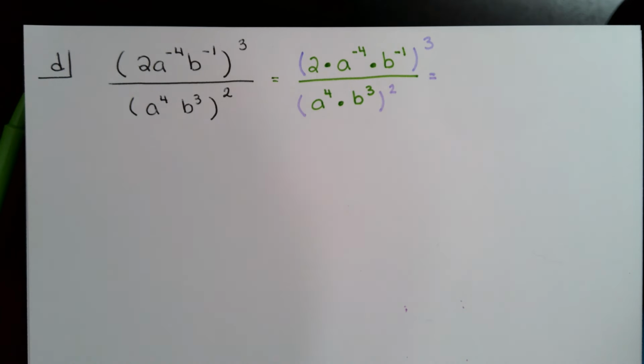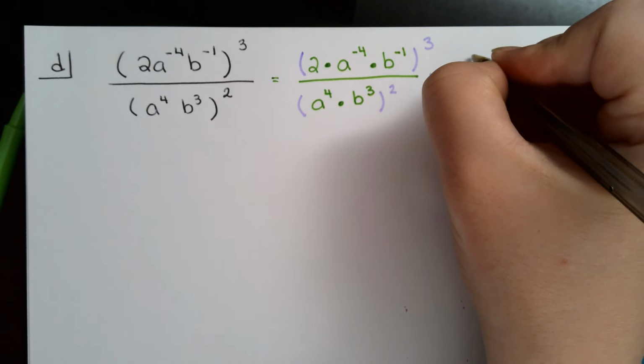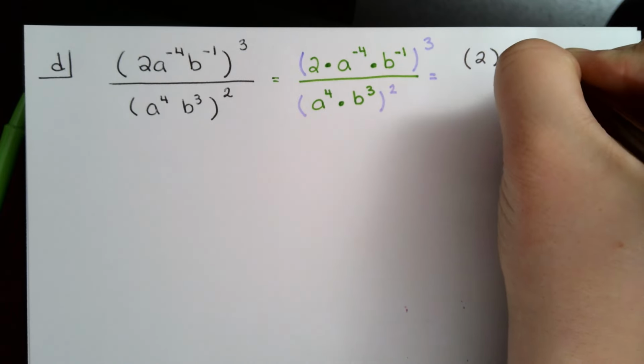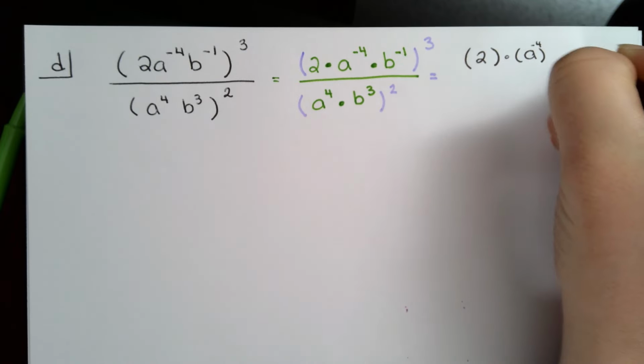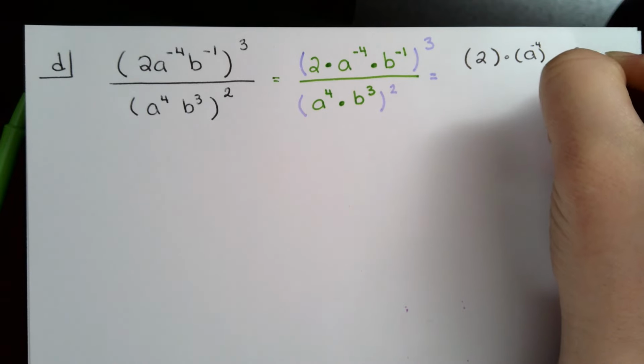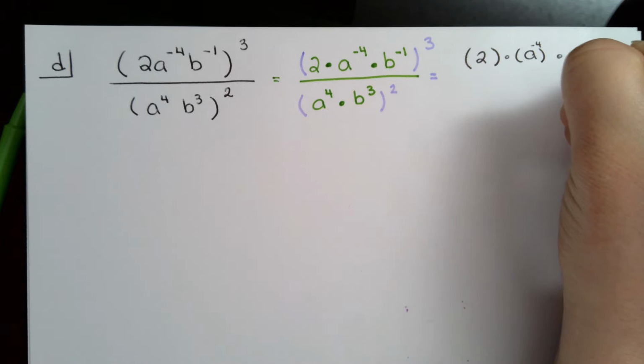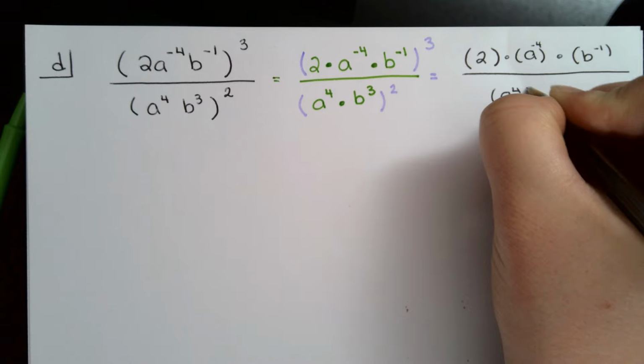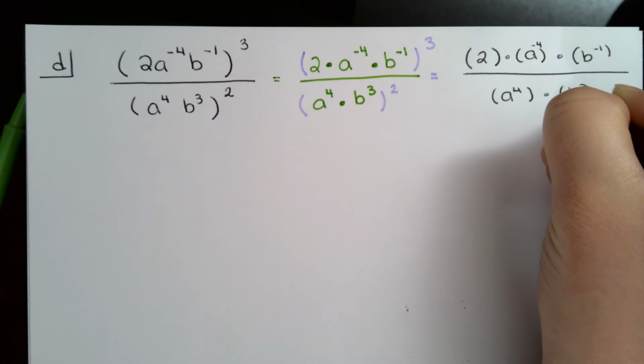For the next step, we will be separating things out. So remember how to separate things. If it's in a bubble, it gets a bubble. 2 gets a bubble. A gets a bubble. Oops, to the negative fourth power, almost forgot. And B gets a bubble. A is also inside parentheses. And B is also inside parentheses.